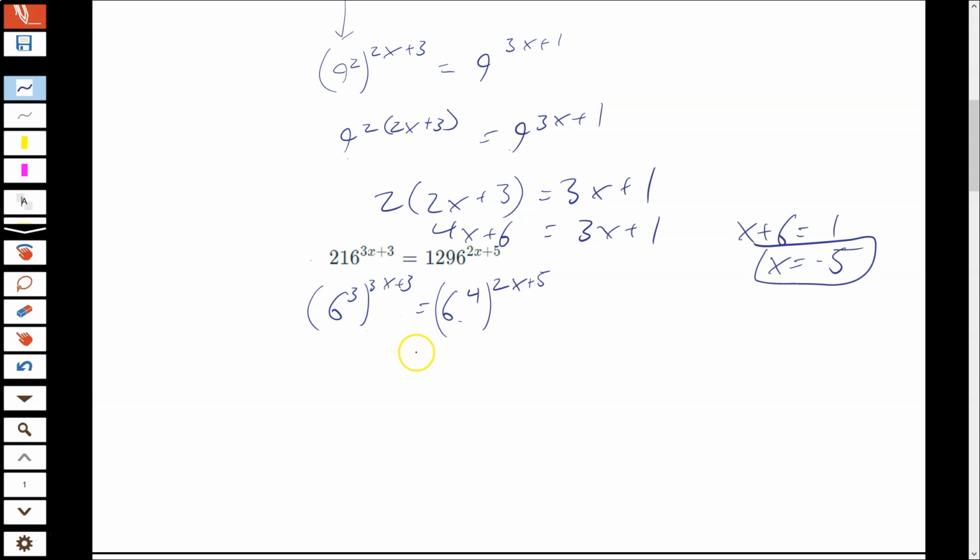Now I have common bases. I just brought my exponents down, and I can just rewrite now. So I can say it's 3 times 3x plus 3 equals 4 times 2x plus 5. And again, that becomes an equation that you guys can solve in your sleep.